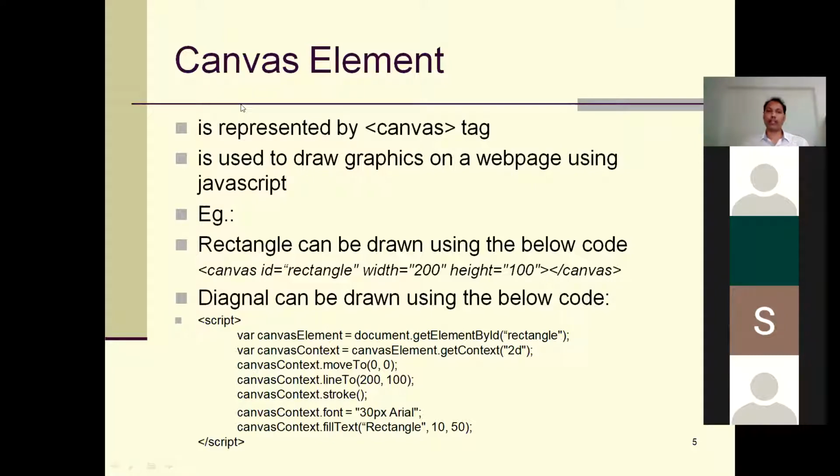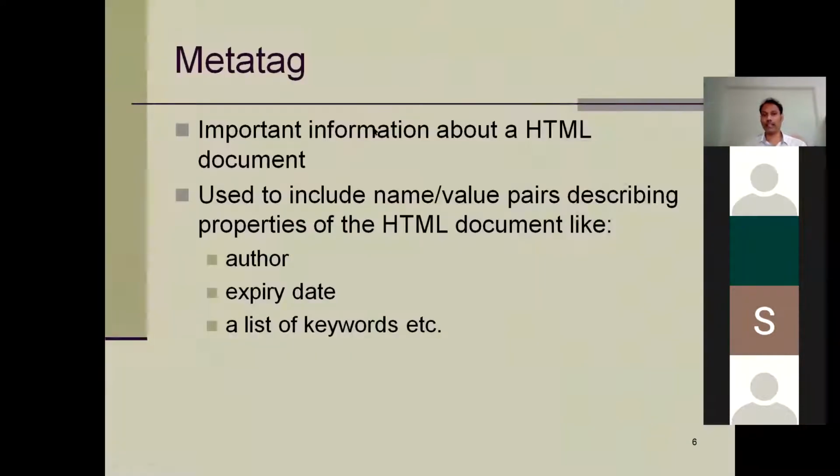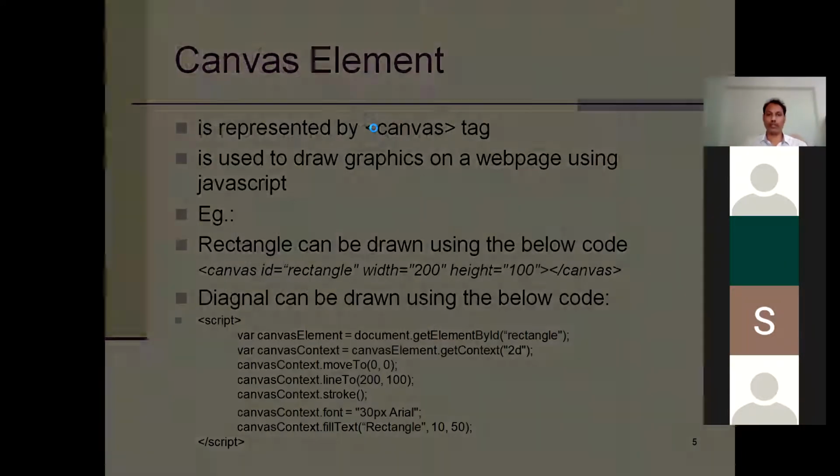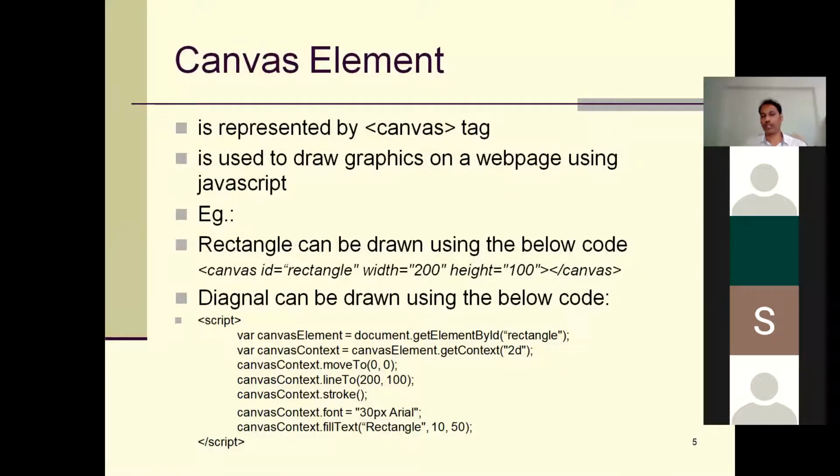So canvas element is represented using the tag canvas, less than symbol, canvas, and then greater than symbol. And it is used to draw graphics on a web page. So if you want to draw graphics, you'll make use of the canvas element. Okay, so the details are dynamically captured using JavaScript. And let's see an example of how to draw a rectangle.